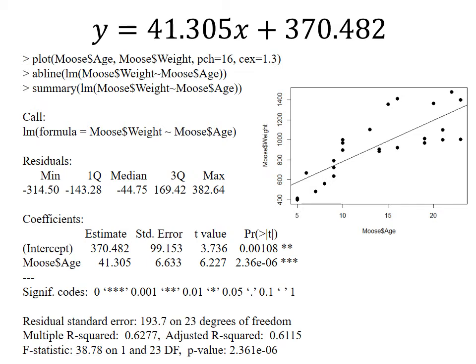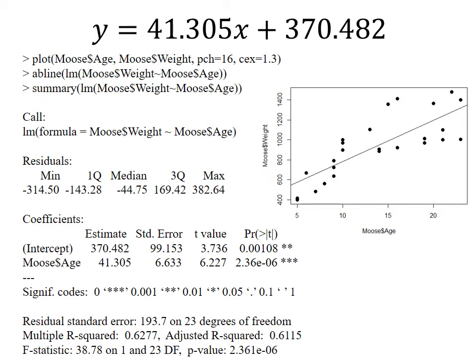Notice we get 2 stars on that because, as the significant codes tell us, that's significant at the 0.01 level. That's less than 1%. And then on the next one, oh, good grief, that's tiny. 2.36 times 10 to the minus 6. Well, that's super duper statistically significant. We get 3 stars. That's significant at the 0.001 level.